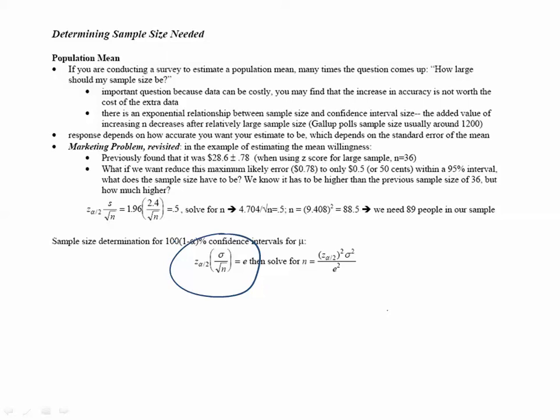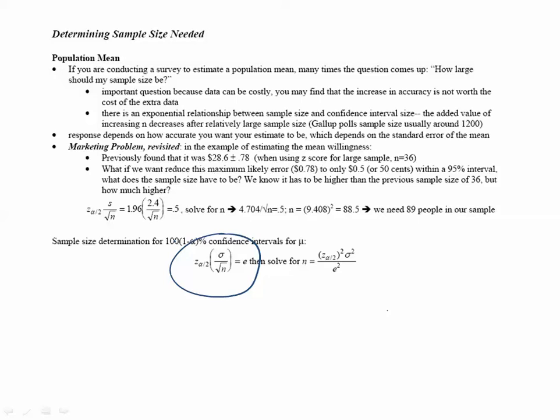So in the previous problem, we found that with 36 people in our focus group, with the sample size being 36, the point estimate is 28.6 plus or minus 78 cents. What if we wanted that to be smaller? What if we only wanted a 50-cent margin of error? We wanted to keep our confidence interval at 95%.